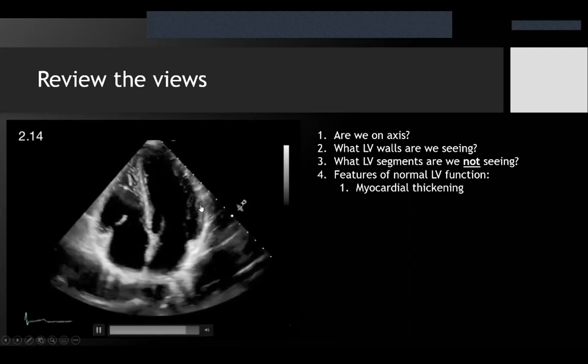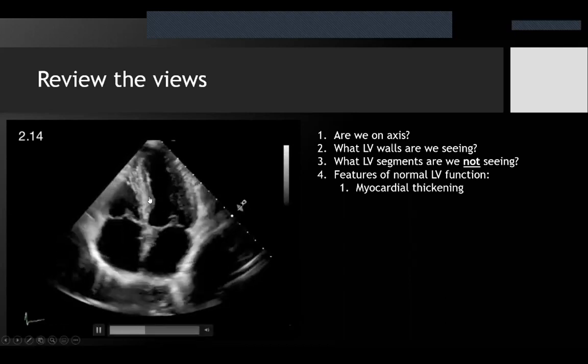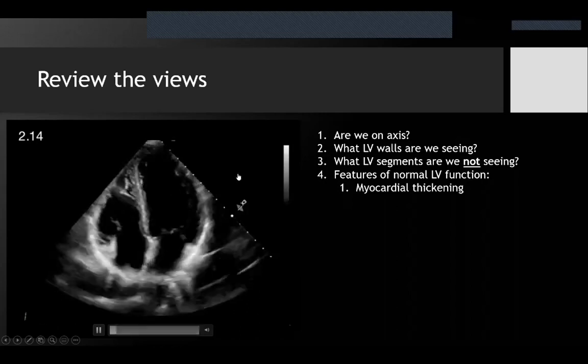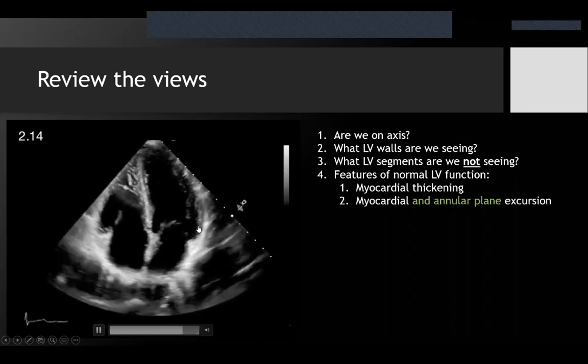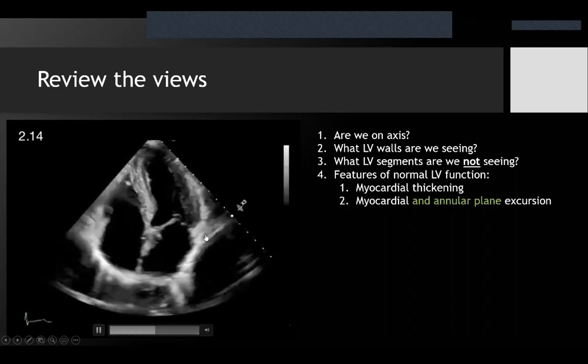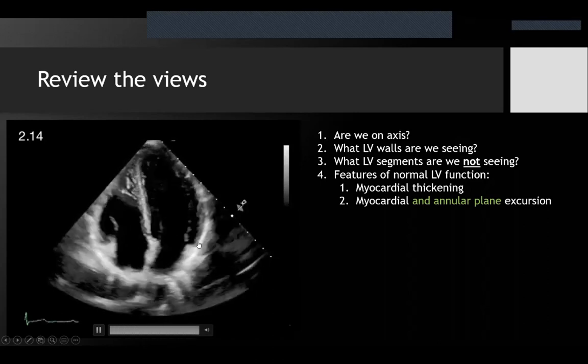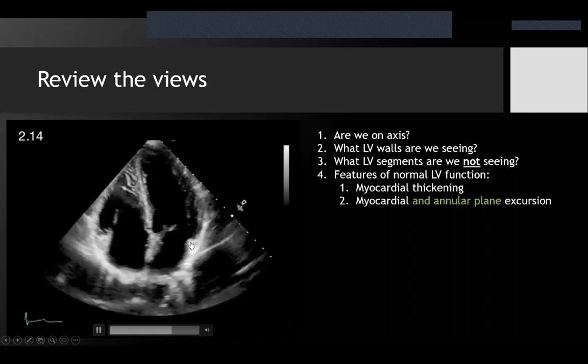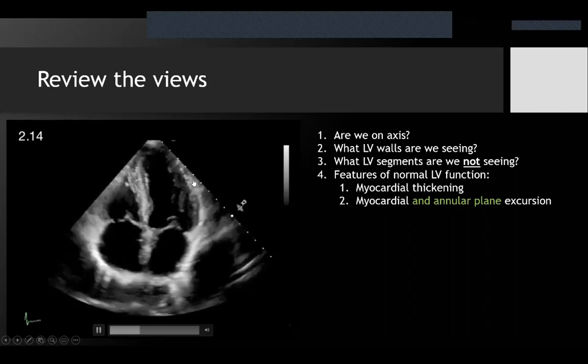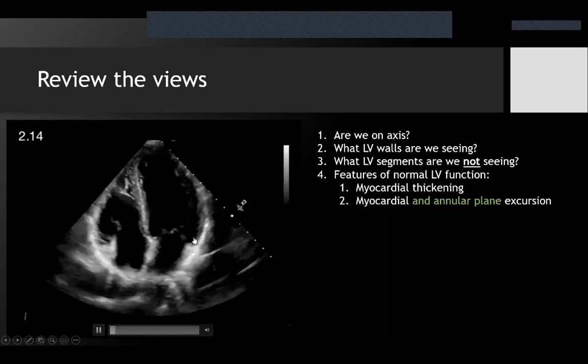So you're looking at myocardial thickening, wall thickening nicely. Again, the septum not thickening as much as the wall. Myocardial excursion, you're seeing the heart moving, but you also have the annular plane. For people familiar with TAPSE, and we're going to be touching on this soon, notice that this is the annulus of the heart, and it's moving up and down. Not just the myocardium, but the annulus of the mitral valve.